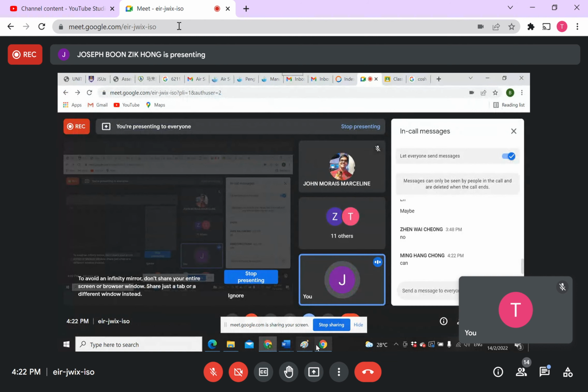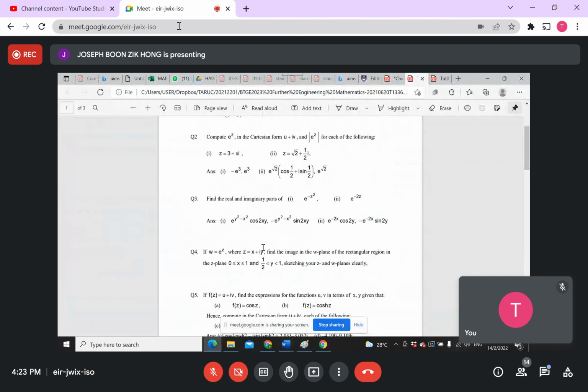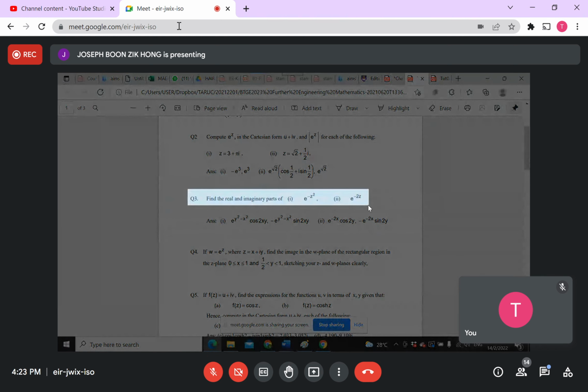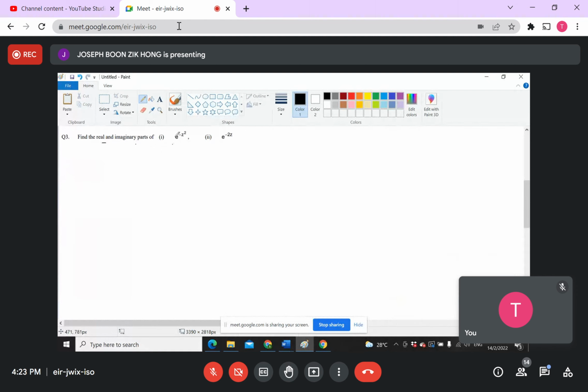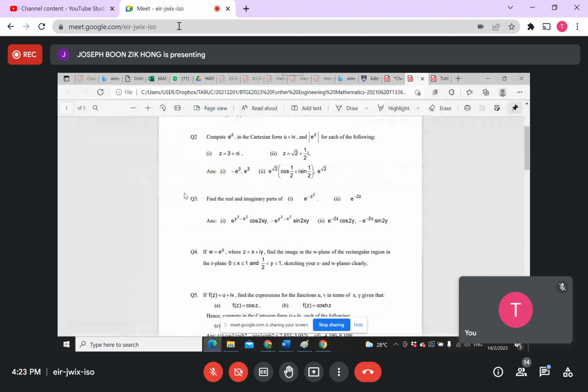Okay, so I proceed again. Question 3. Again, for question 3, I also just do one part. The rest I leave to you. I want to find the real and imaginary part of e^(negative z squared). So what is e^(negative z squared)? Sorry, I should cut the answer as well.